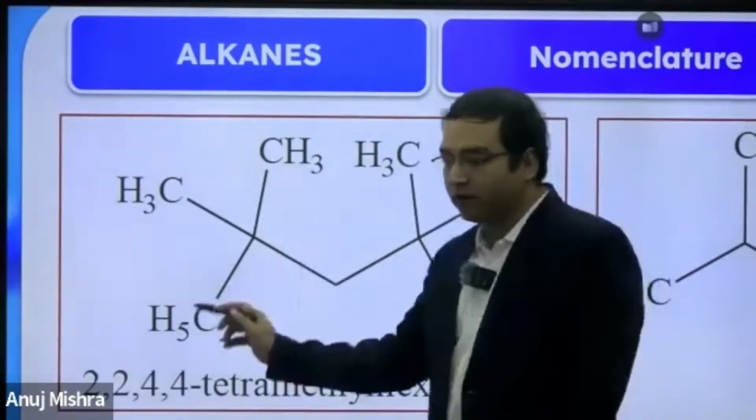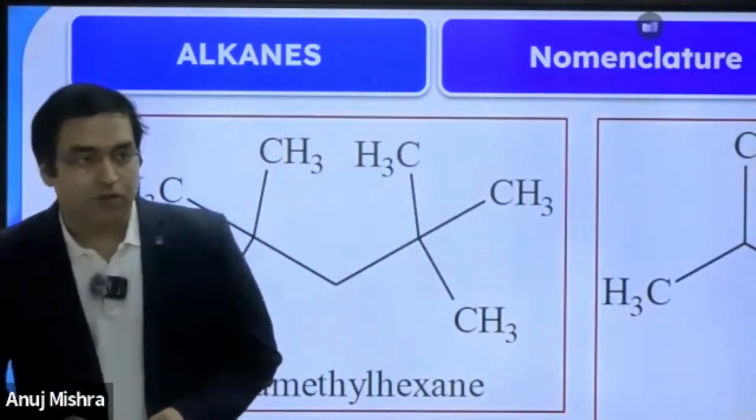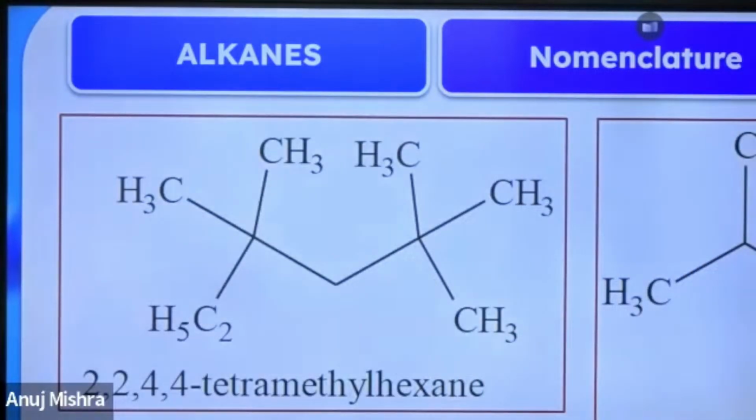4 methyl groups, right? This is the long chain. Is it clear? Please note down the structure. 2,2,4,4 tetramethyl hexane. Is it clear? C2H5, you have to write it as CH2CH3. They have written C2H5. You should write CH2CH3 by replacing it and then count the numbers.